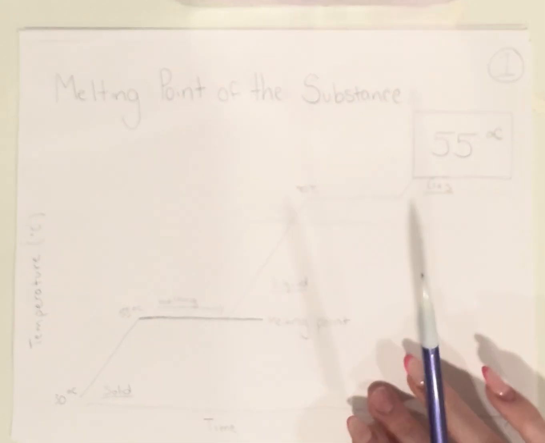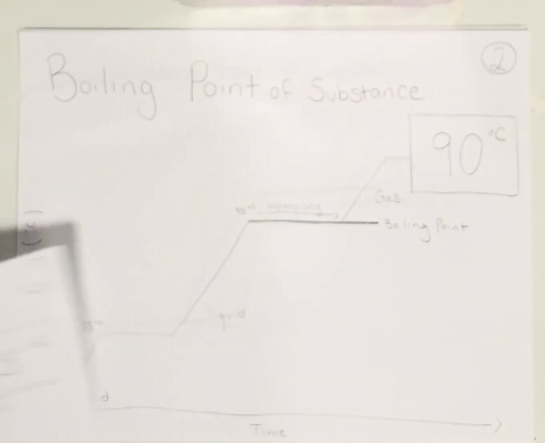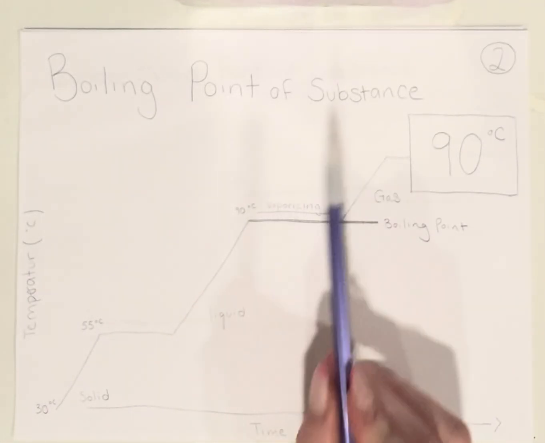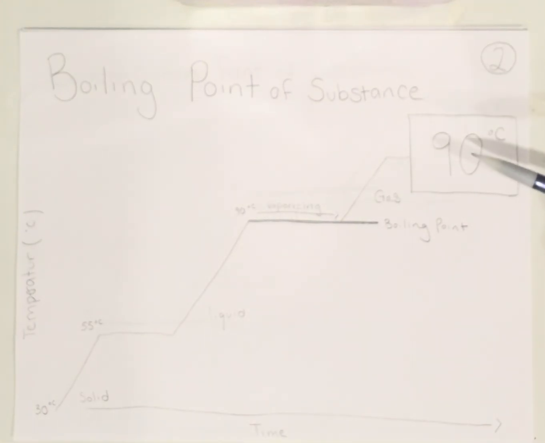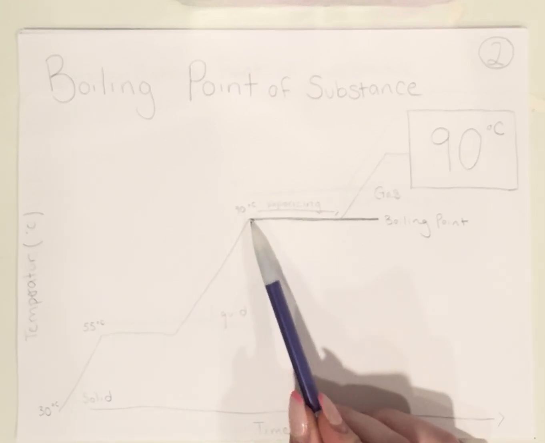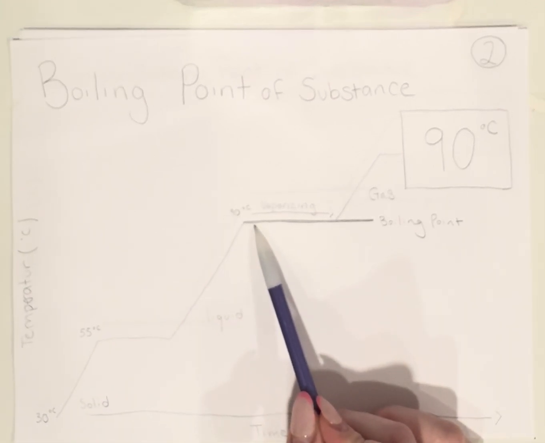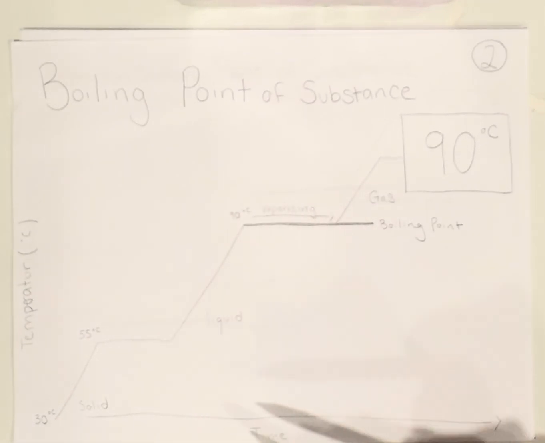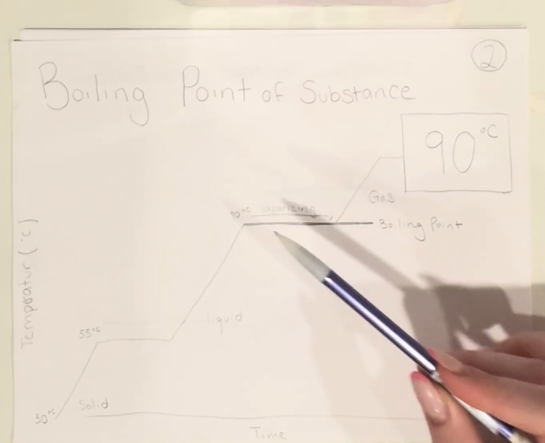Number 2, the boiling point of the substance. I know the boiling point of the substance for this equation is 90 Celsius. And I know this because when I look at the graph here, I can see that right here says 90 Celsius, from when we were looking at a graph from temperature to time, it's 90 Celsius.